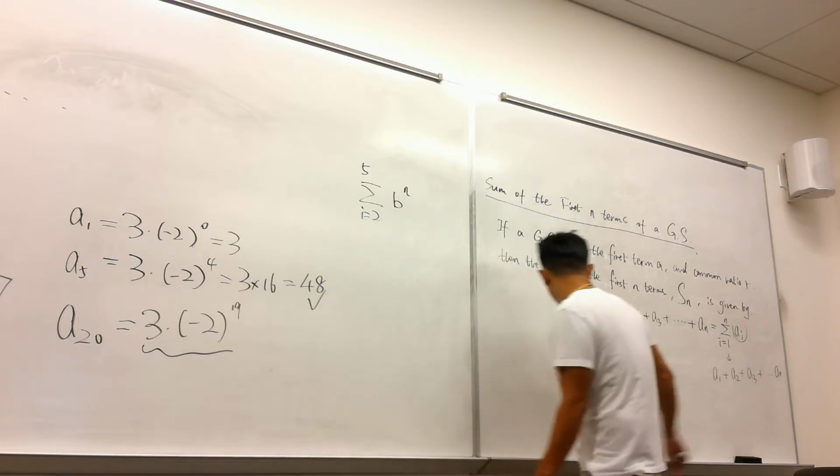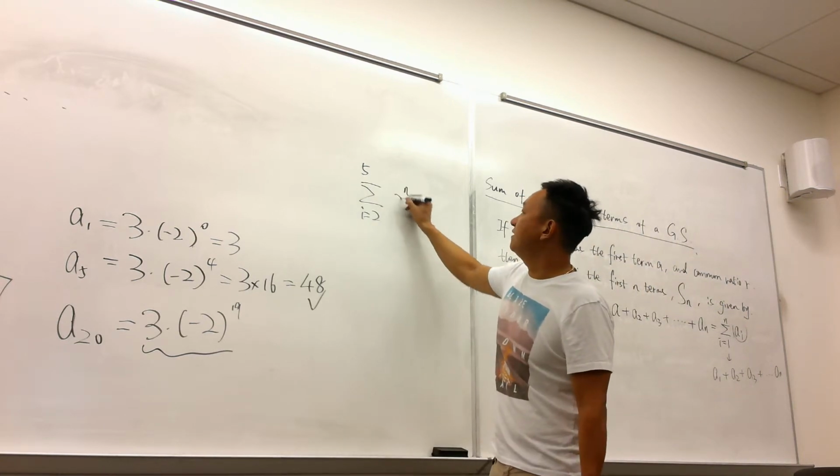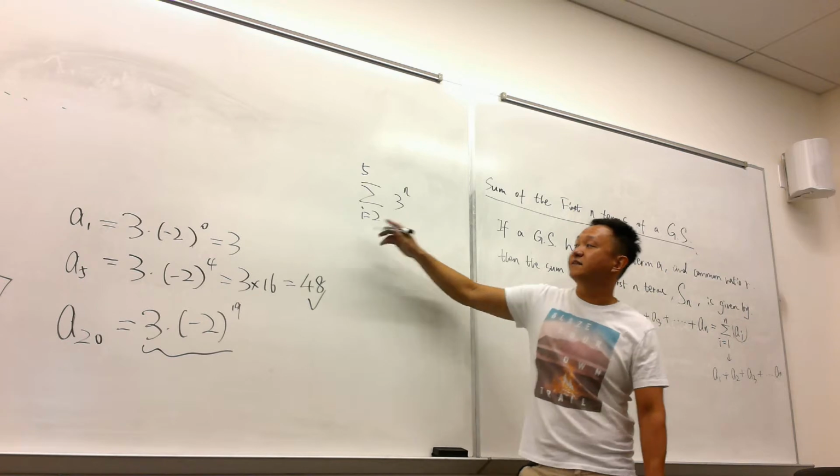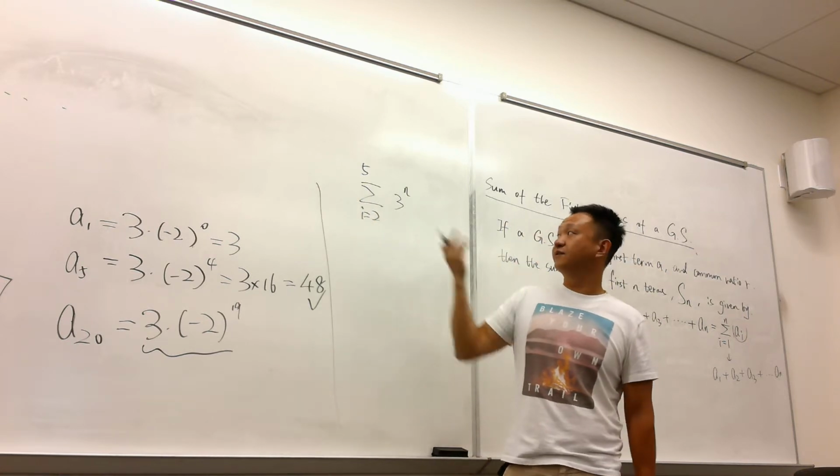Okay, let me just give you a particular number. I mean, you really prefer to work on numbers. Okay, let's say 3 to the i. What does this mean, guys? I just want to see if you know this summation sign already.